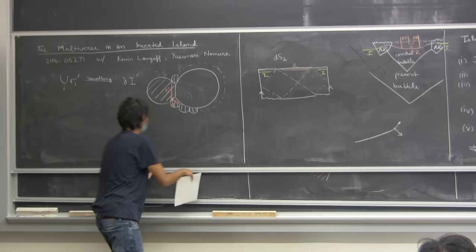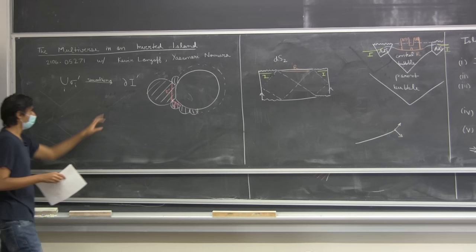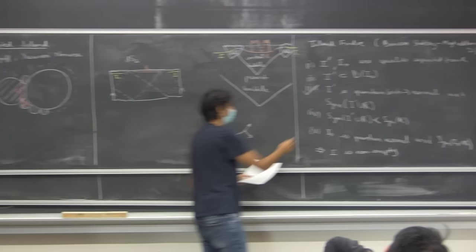Believing that you can do the smoothing, you should be able to find this ∂I′, which is everywhere quantum anti-normal. So let's now go to the next part of the argument. Hopefully I've convinced you of this. Let's try to show that inclusion of I′ reduces the generalized entropy.